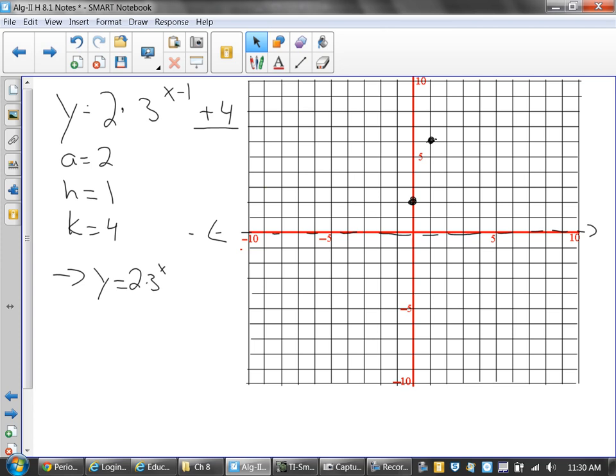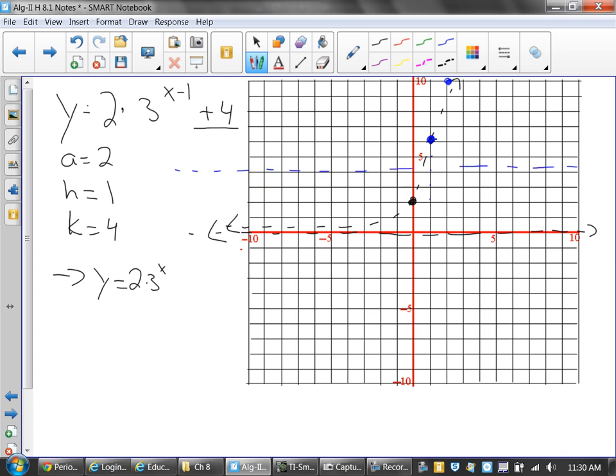So here, did you guys tell me if it was solid or dotted? Dotted, good. And what do you think I have to do to each of those points to graph the parent function now? Move them to the right 1 and up 4. Right 1, up 4. Right 1, up 4. And I have a new asymptote now, and now I just make it a solid line.